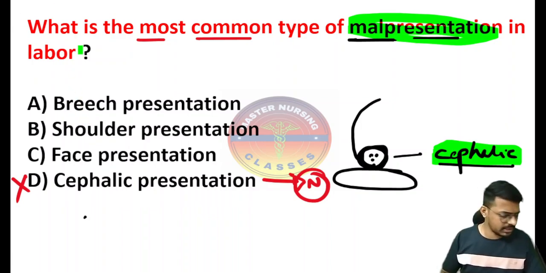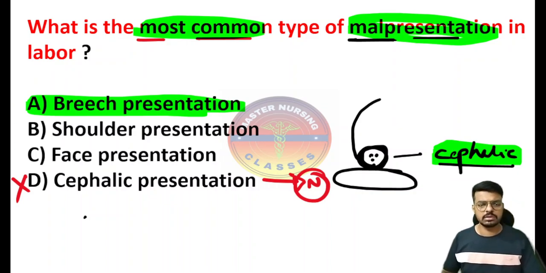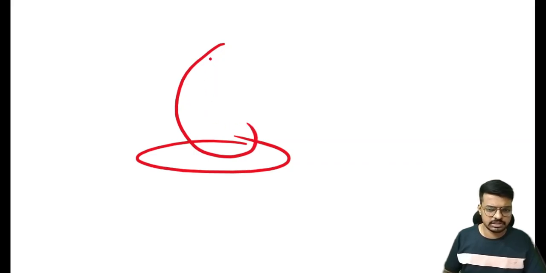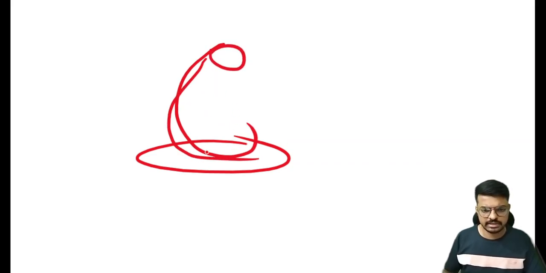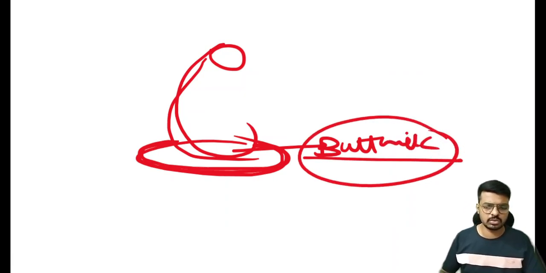So our correct answer, yes, almost all of you have chosen option A. Breech presentation is the most common type of malpresentation, and it is your correct answer, right? What is the breech presentation? This is the pelvic inlet, and here the buttock of the baby is lying in the pelvic inlet or in the lower uterine cavity. That is what you call the breech presentation.